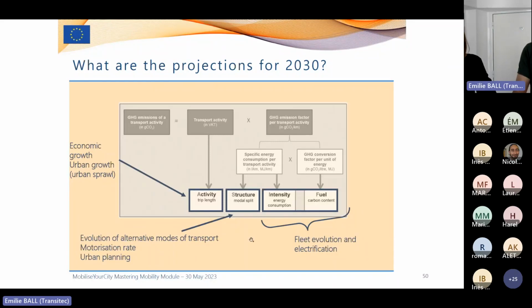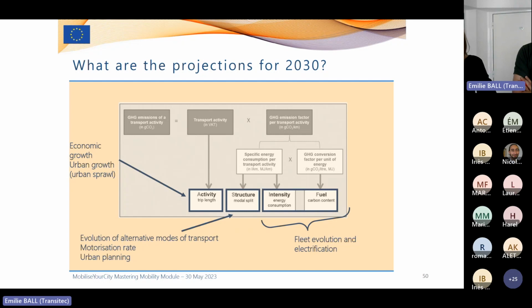So those parameters are also having an impact on greenhouse gases emissions. And urban planning, of course: if you develop infrastructures for cycling or for pedestrians, you can imagine that the modal split of active modes can also increase. And in terms of intensity and fuel, if you have an evolution of the fleet, imagine that you have an electrification of the car fleet, you can imagine that the greenhouse gases emission will decrease.